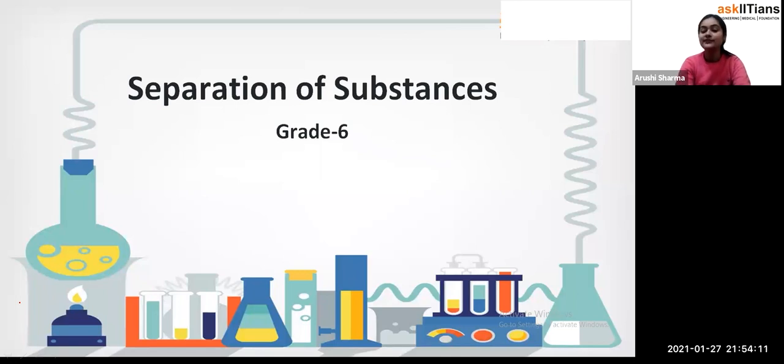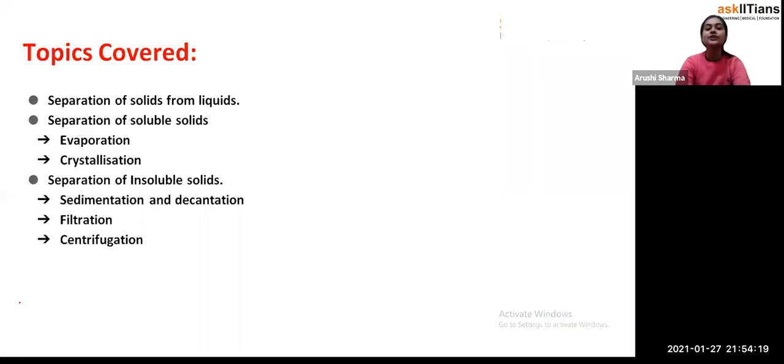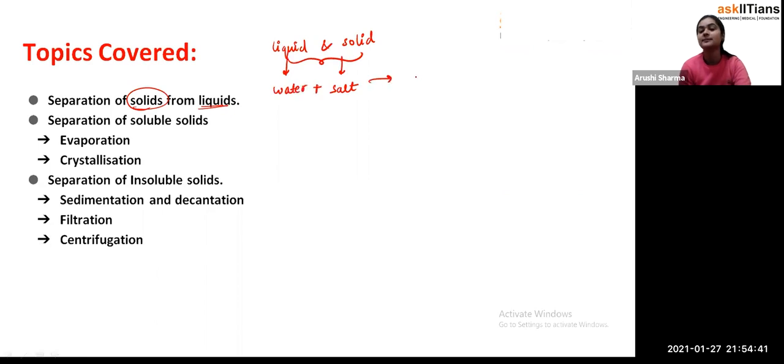In the last session, we did the separation of solid and solid. Now, in this session, we are going to see how to separate solids from liquids. One is in liquid form, the other is in solid form. When we have a mixture of these two, how are we going to separate them? For example, the solid could be salt and the liquid could be water. When we add them, we get a mixture which we call a salt solution. So how are we going to separate the salt and water? We are going to use these methods.